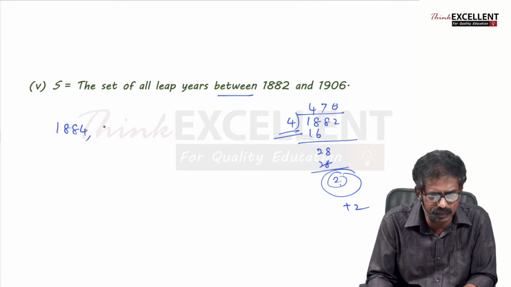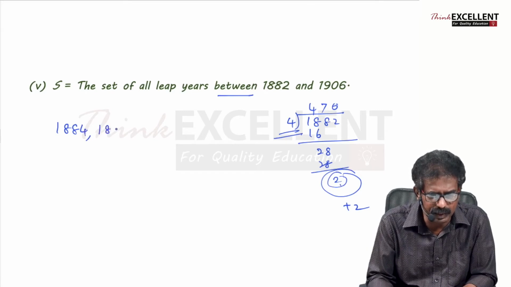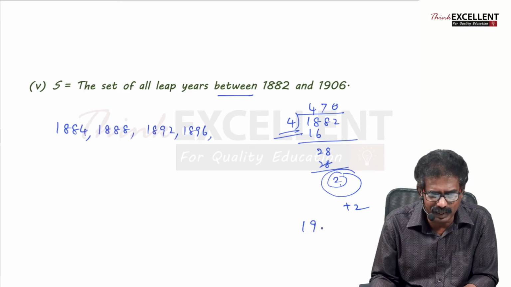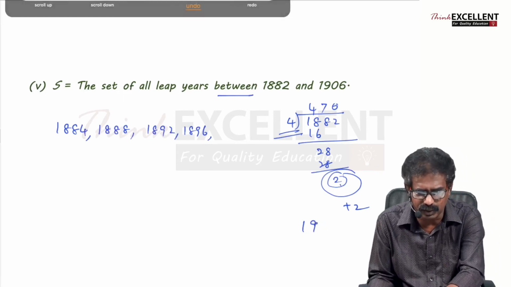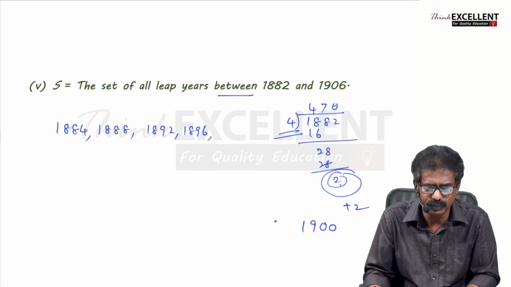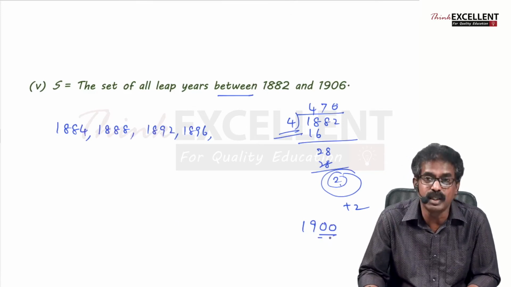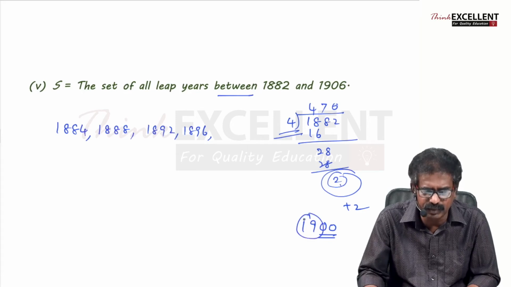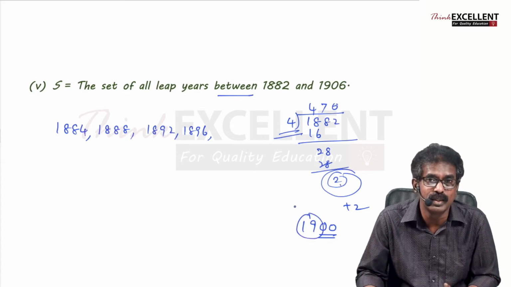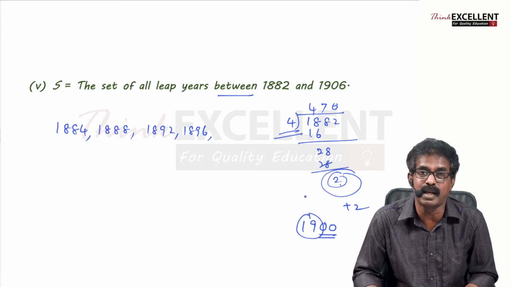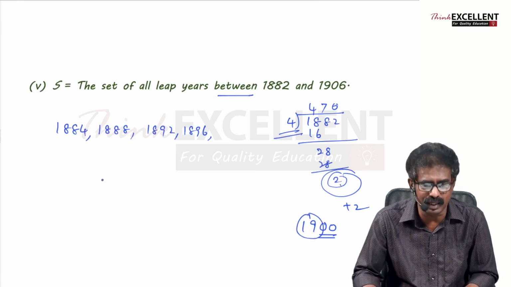If you add 4 to this, 1888. Another 4, 1892. Another 4, 1896. Another 4, 1900, right? Is it a leap year? Ending with 2 zeros, right? Century year. So you have to check this 19. Is it divisible by 4? No. So 1900 is not divisible by 400. It is not a leap year. Okay, 1900 is not a leap year.